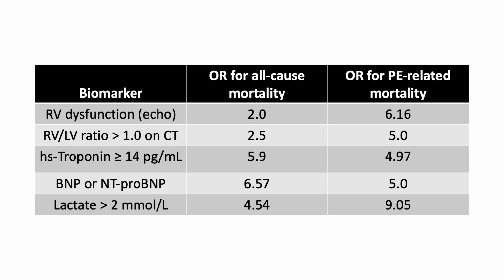Now, this chart shows odds ratios for all-cause mortality and PE-related mortality for your imaging findings and your biomarkers, and you can see that positive troponin, positive BNP, and lactate all perform as well or better than your imaging studies for predicting all-cause mortality.